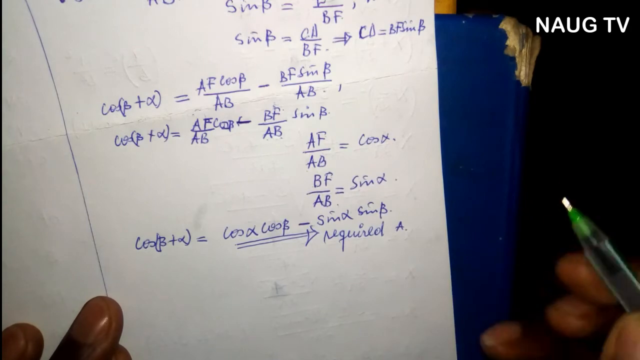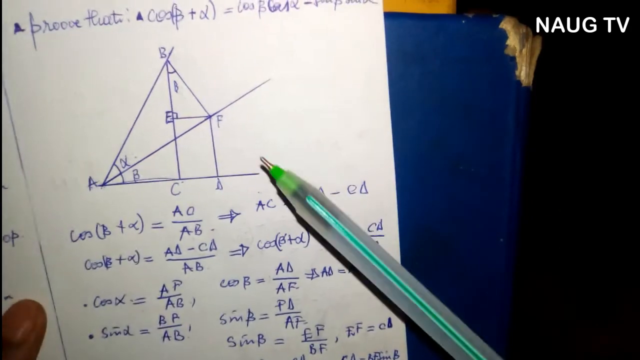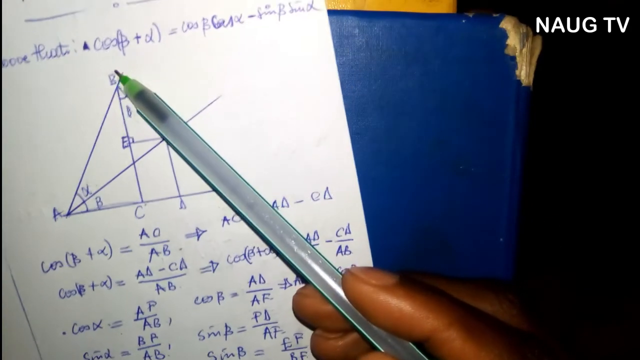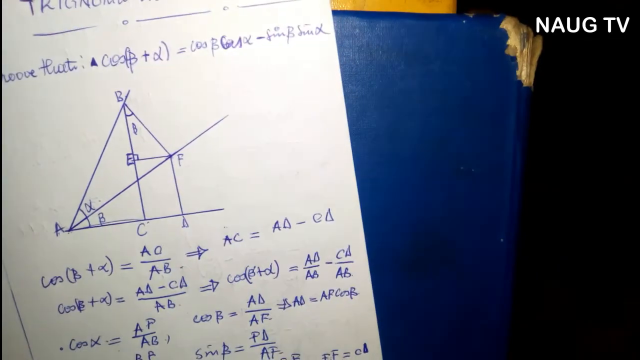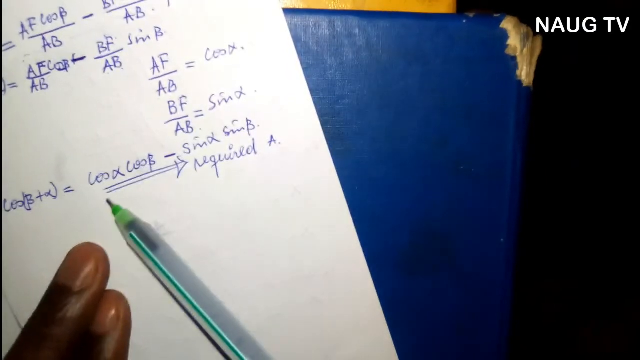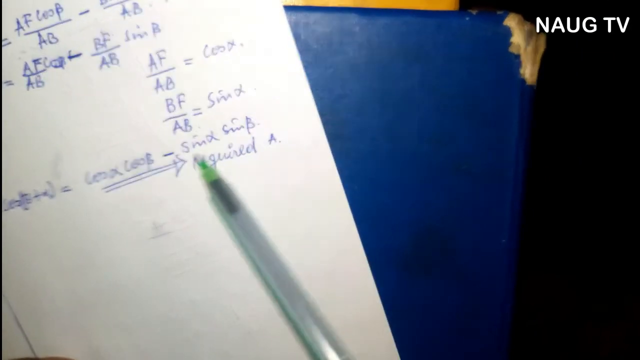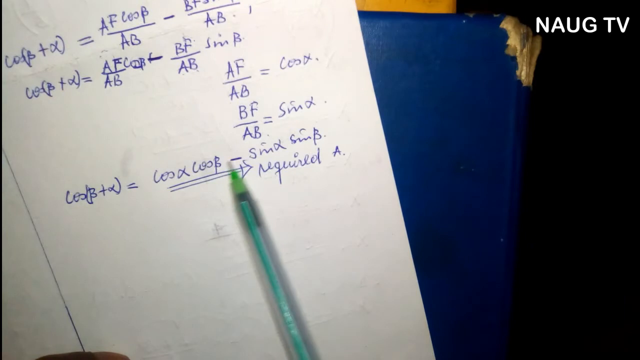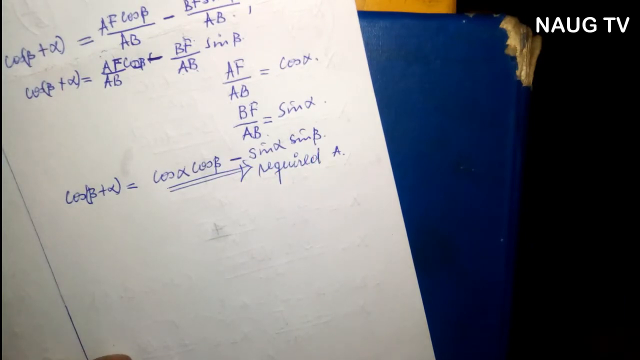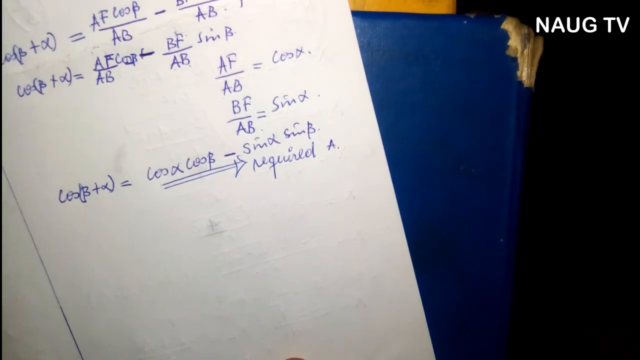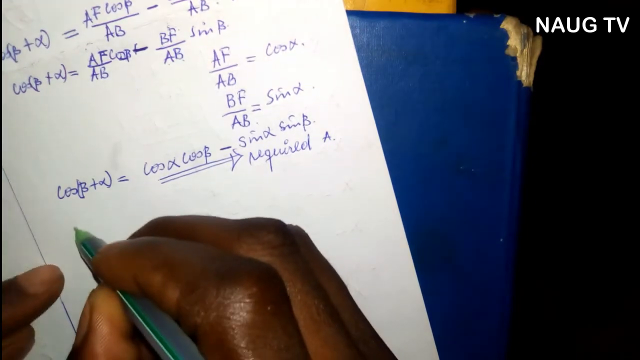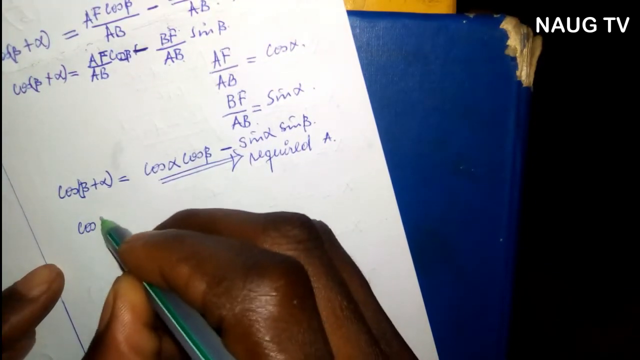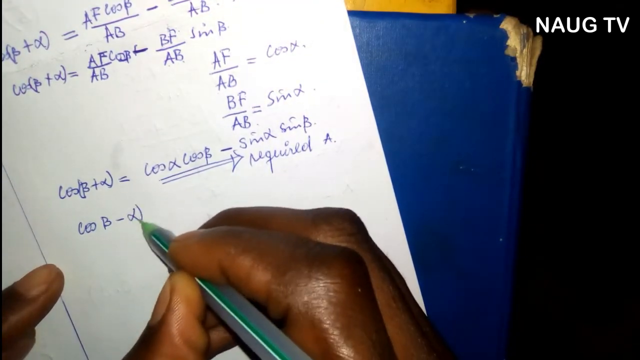I think if you look at this point, you can see that our equation is proved. So you can also calculate cosine beta negative alpha.